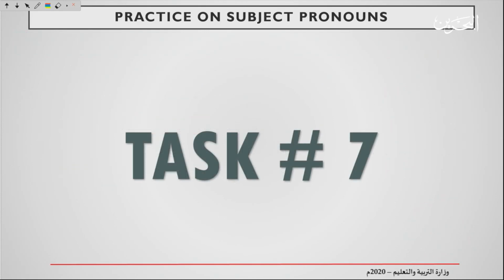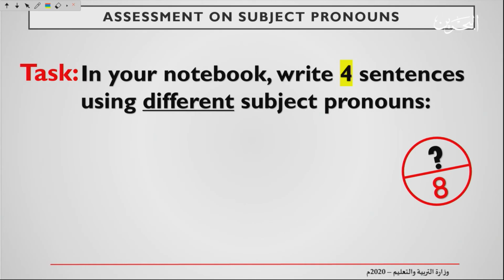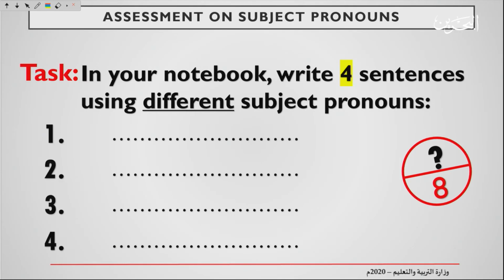Task number 7. This has the highest grade. In your notebook again, write 4 sentences using different subject pronouns. 1, 2, 3, and 4. You have 5 minutes to do that. Remember all the subject pronouns we have. Try to add sentences that you are familiar with. Write them down.